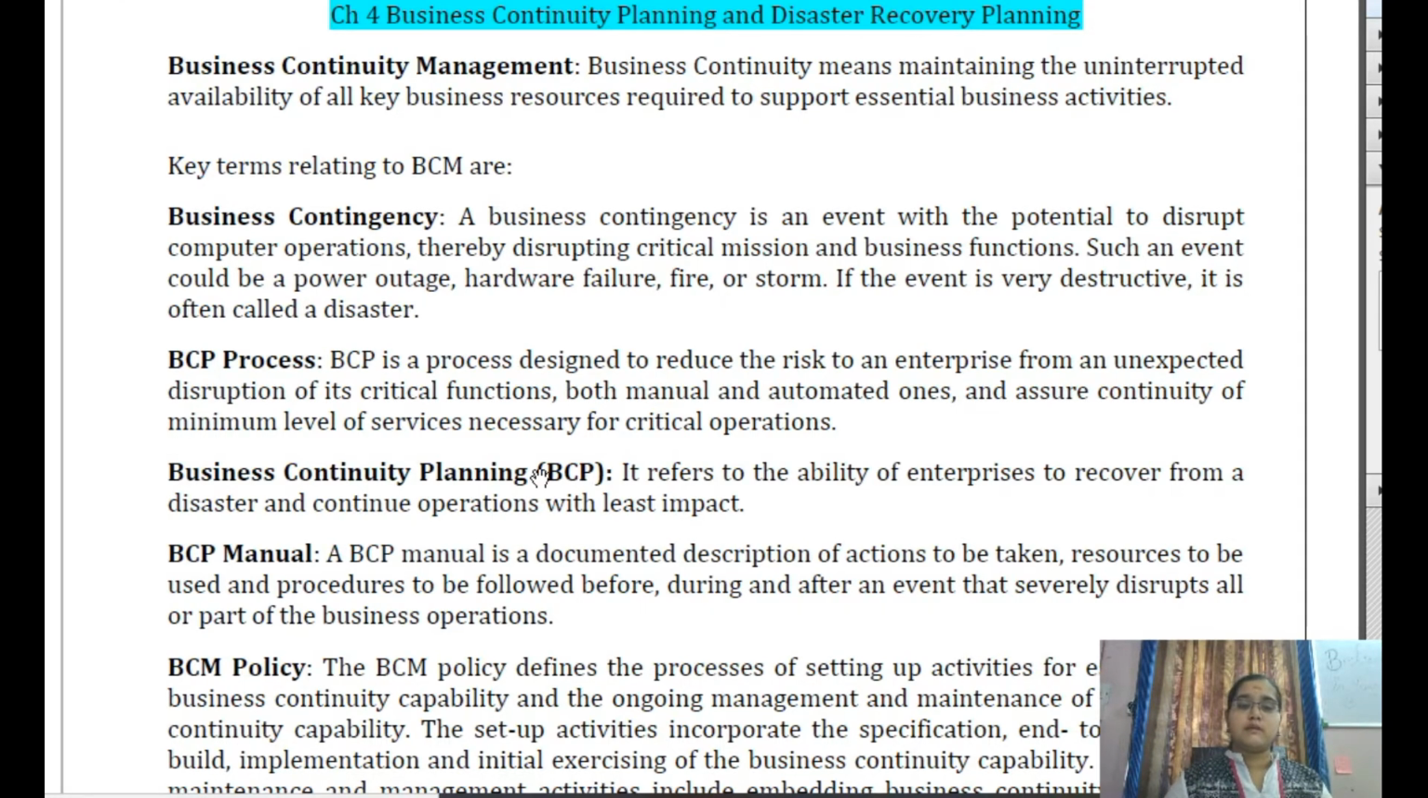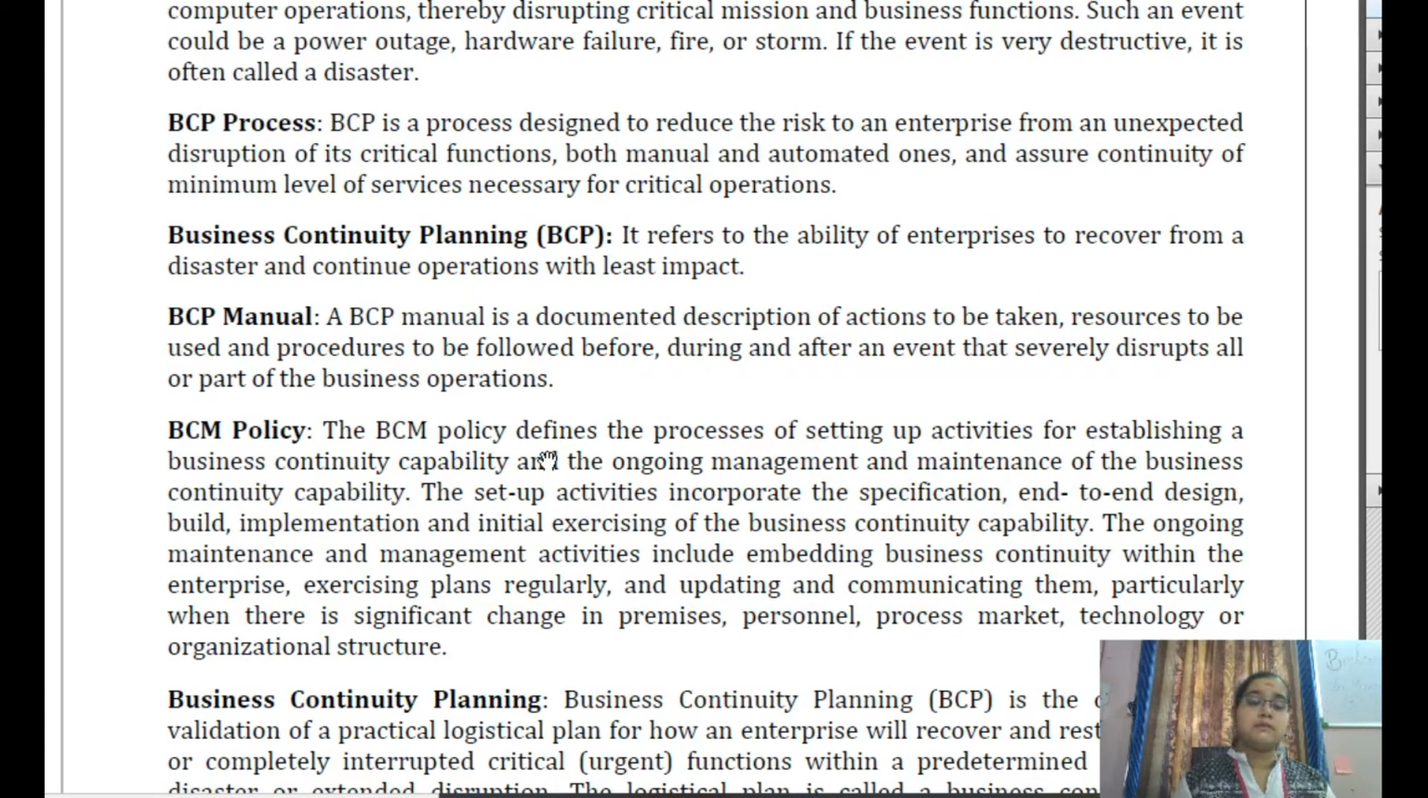So what is the business continuity management policy? The business continuity management policy defines the purpose of setting up the activity for establishing a business continuity capability and the ongoing management and maintenance of the business continuity. So simple. What will the policy do? The policy will set up the activities for establishing a business continuity capability. It will establish those sets of activities which are required to protect the organization at the time of disaster and ensure that it continues to provide these critical services. The setup activity incorporates specification, end-to-end design, build and implementation, and initial exercising of the business continuity capability.